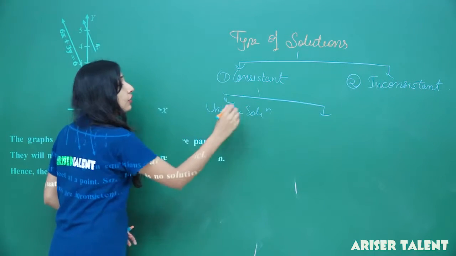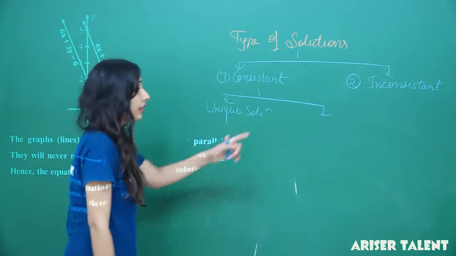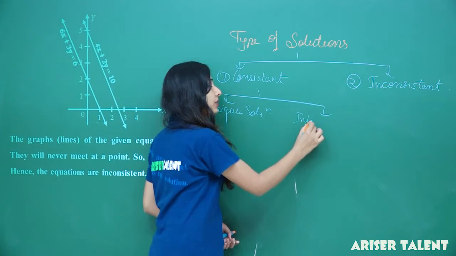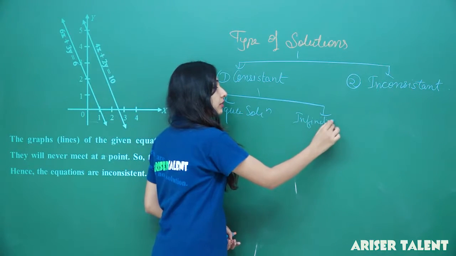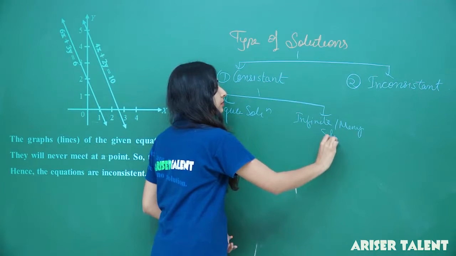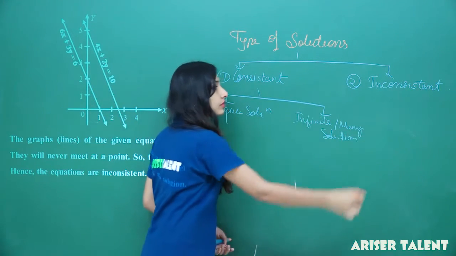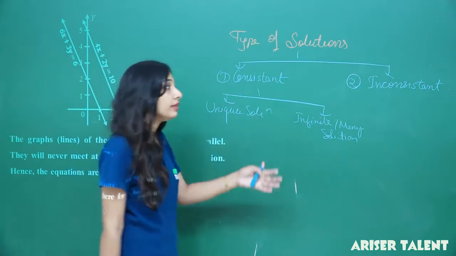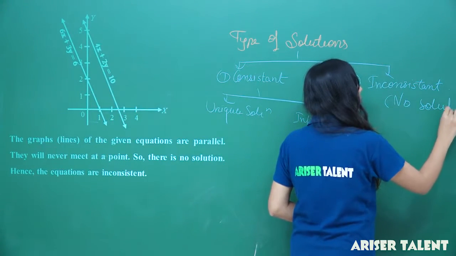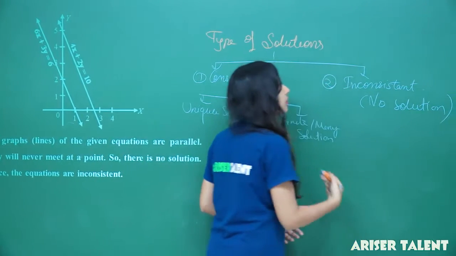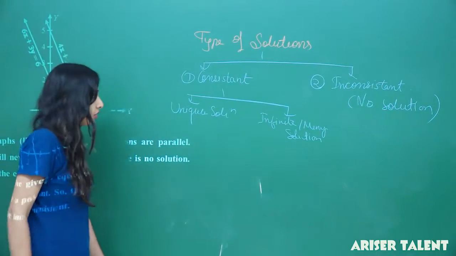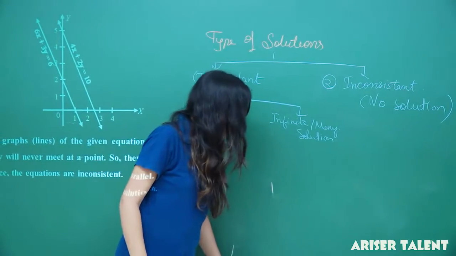It can have a unique solution. Now the second thing, it can have infinite or many solutions. Now inconsistent, no solution. So I'll ask you, this is about the theory, how you make the graph for this, or how the graph looks for this.